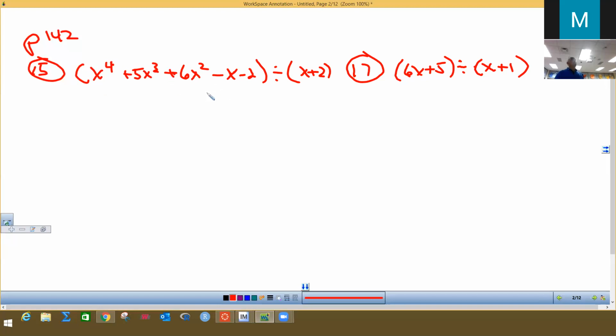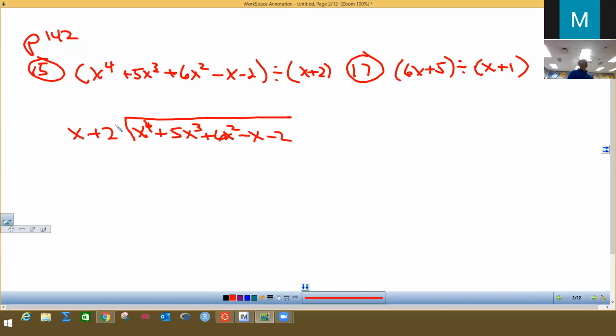All right, so this is the dividend over here. That's the part on the left that goes inside the box. So we got x to the 4th plus 5x cubed plus 6x squared minus x minus 2. Now you notice the exponents go down in order, 4, 3, 2, 1, 0. So I don't have to put any zeros in there. And then I got x plus 2, which also goes down by 1, 0. So you ask yourselves a question, what times x gives me x to the 4th? So I hope we all get that would be x cubed.